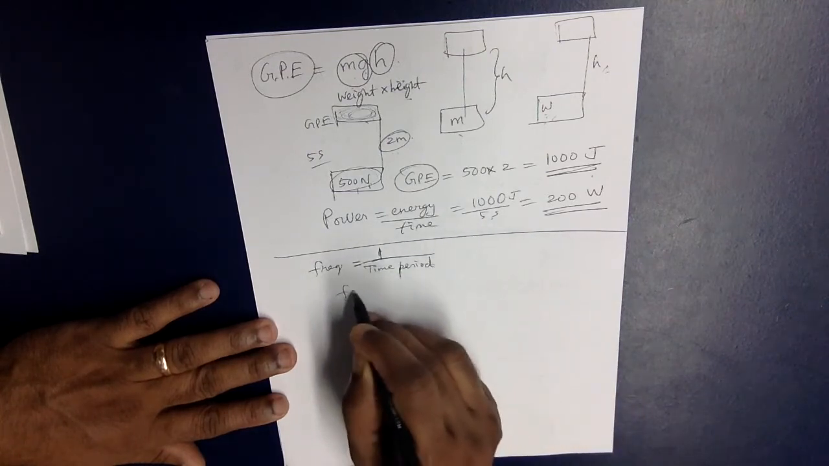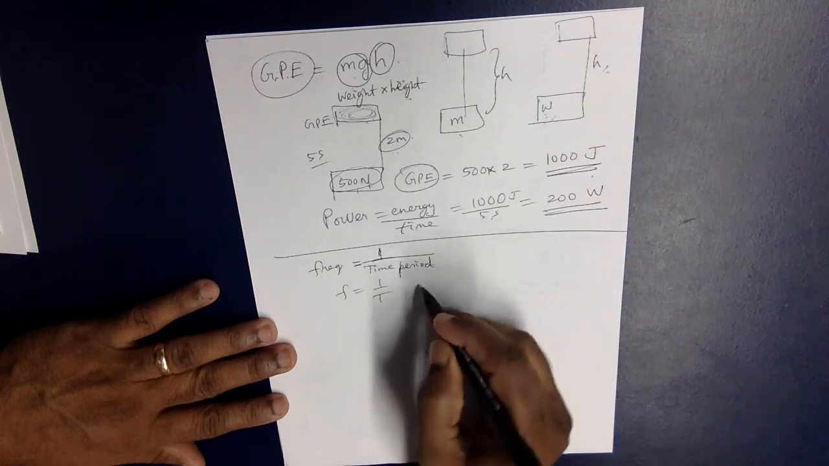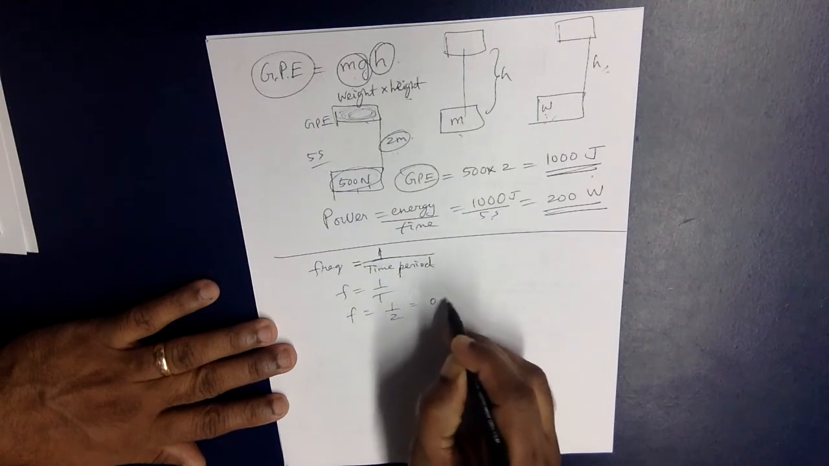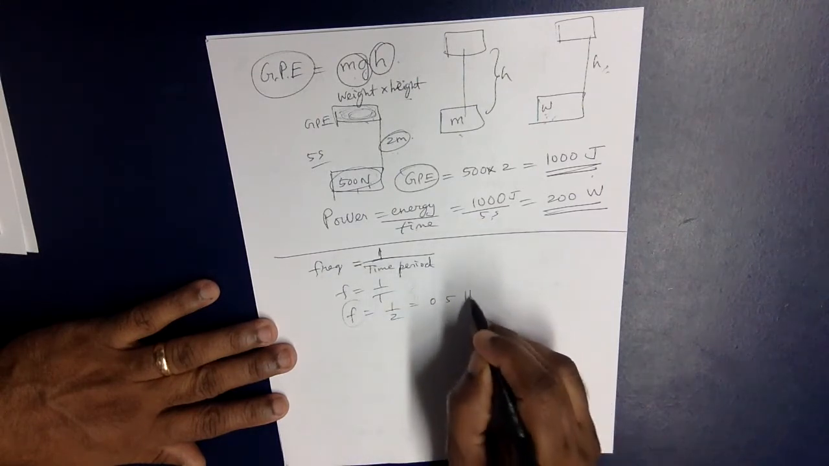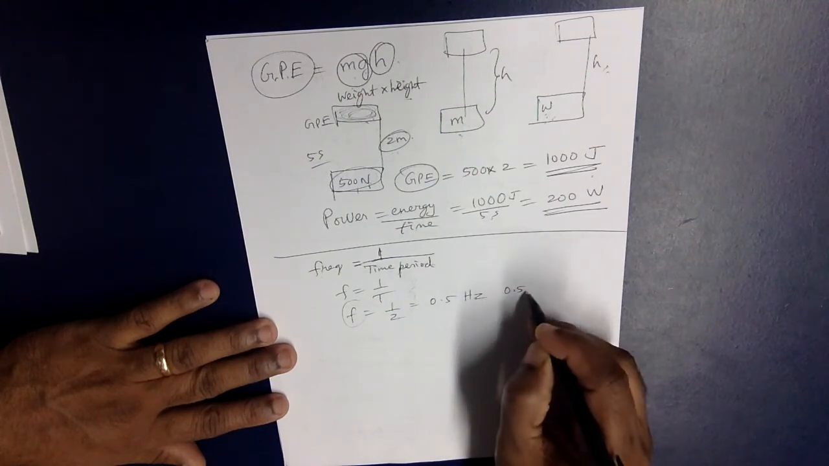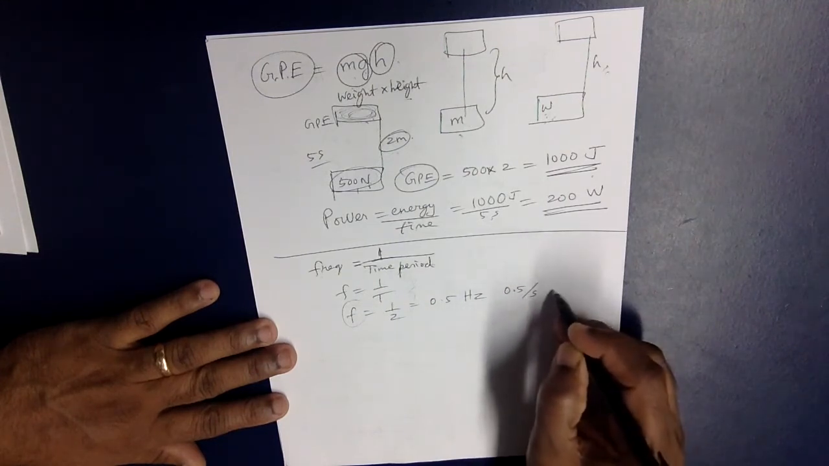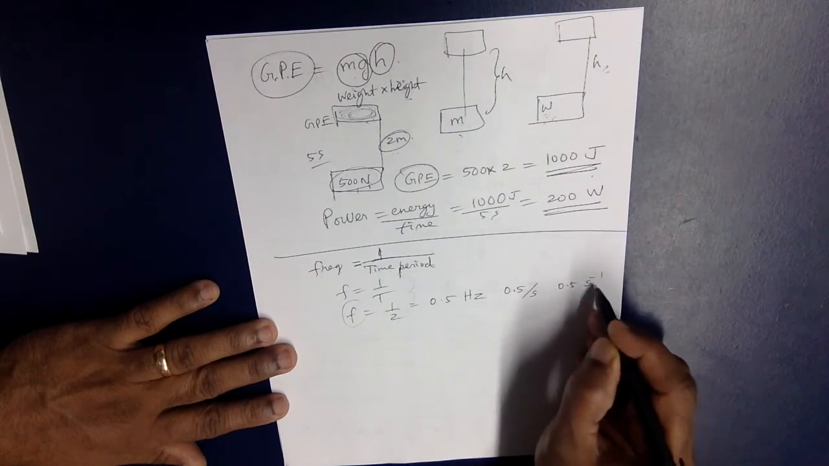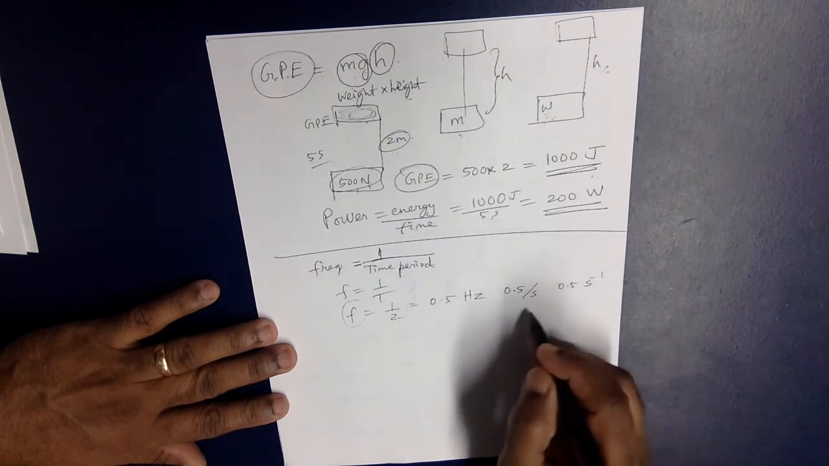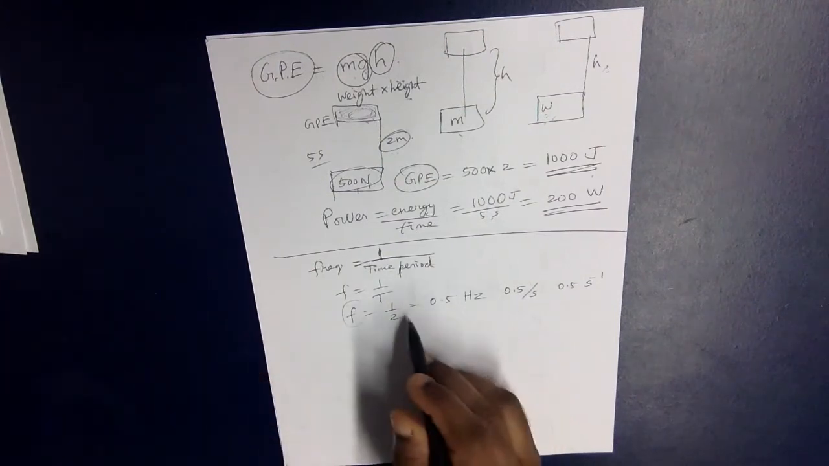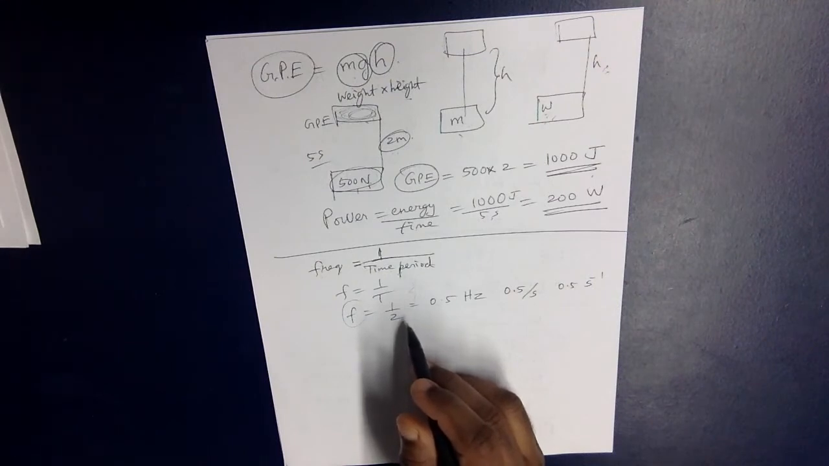So all you do is frequency is 1 over time period, and I told you the time period is 2 seconds, so frequency is equal to 1 over 2, which is 0.5, and frequency's unit is hertz. You can write it as hertz, or you can write it as per second, or you can write it as 0.5 second to the power of minus 1. So you can write any of these. Okay. So understand that concept.